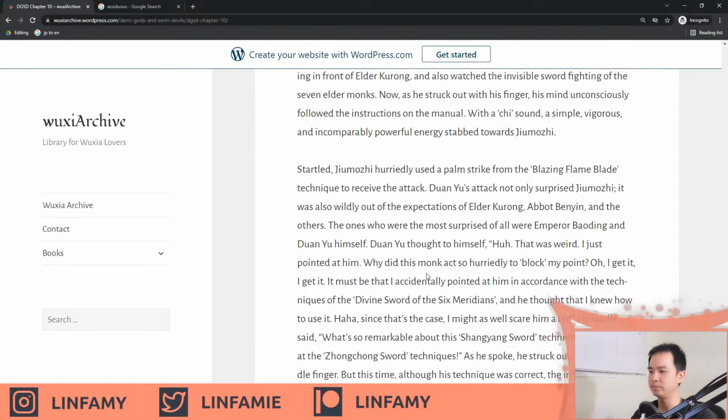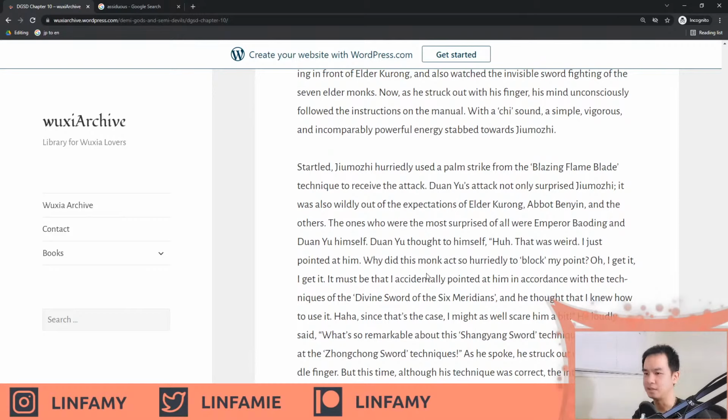Duan Yu thought to himself, "That was weird. I just pointed at him. Why did this monk act so hurriedly to block my point? Oh, I get it. It must be that I accidentally pointed at him in accordance with the techniques of the divine sword, and he thought that I knew how to use it. Since that's the case, I might as well scare him a bit."